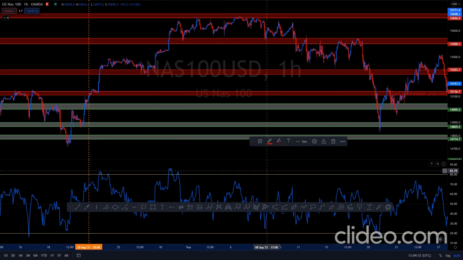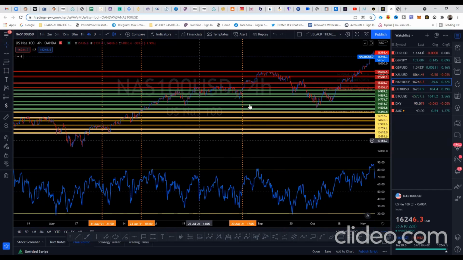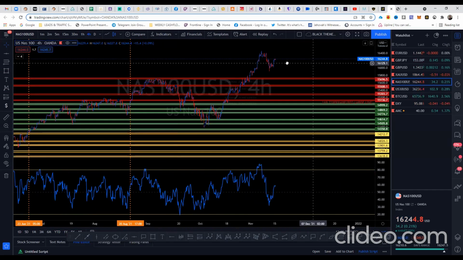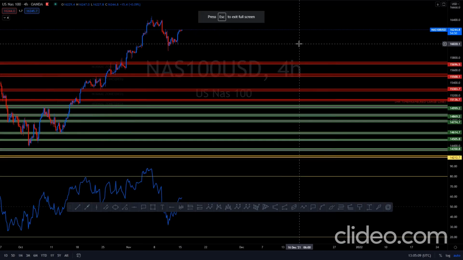All right, so we went on ahead and changed the coordinates on these zones. So we did that. So now we're going to move on to the 4 hour. And so you see how we marked up all this market structure all the way up until this point. Now what I'm going to do is just go all the way to the 4 hour here.